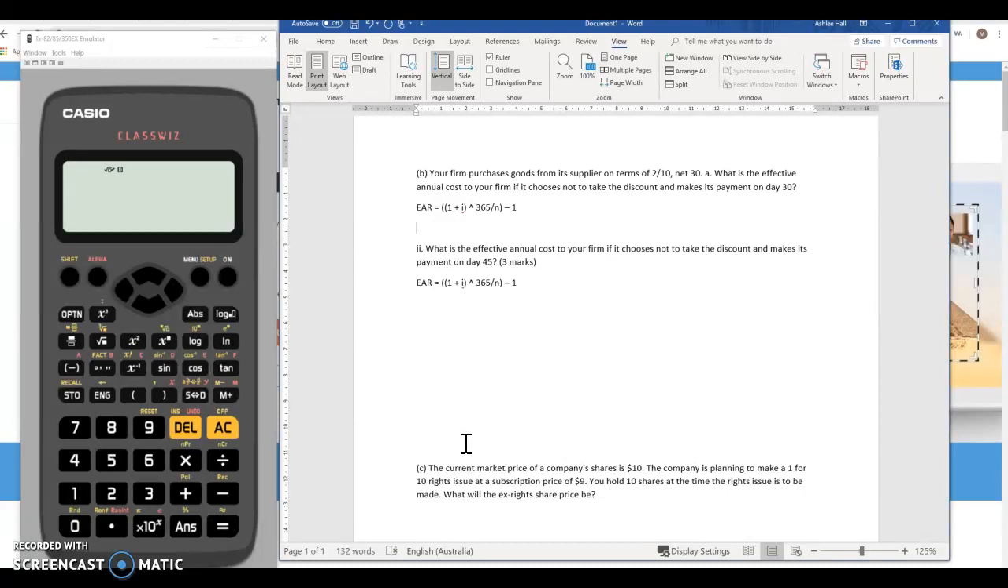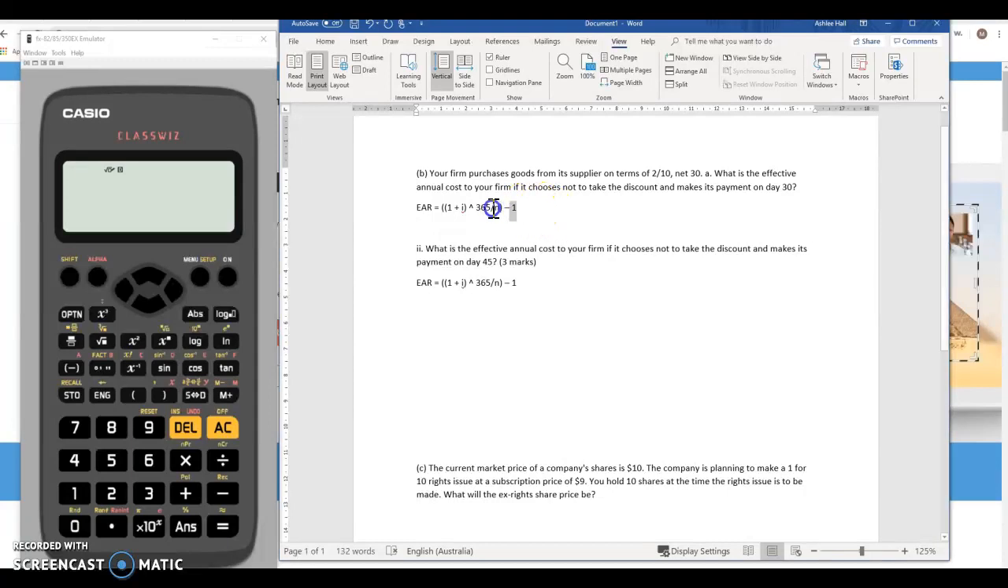So this is from the first part of the short answer questions, and you can see it's parts B and C from the sample exam. First off, we're going to look at a question where it states, your firm purchases goods from its supplier on the terms of a 2% discount for payment within 10 days or a full payment by 30 days. What is the effective annual cost to your firm if it chooses not to take the discount and makes its payment on day 30? So the first thing we need to calculate here is the interest rate.